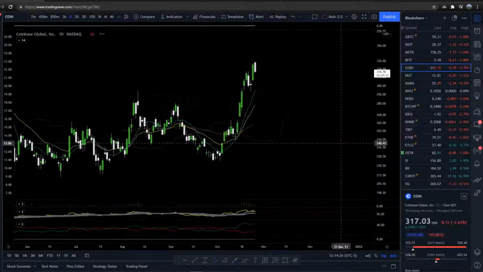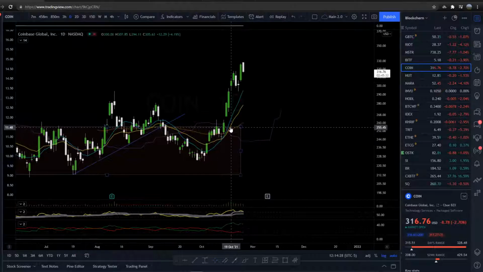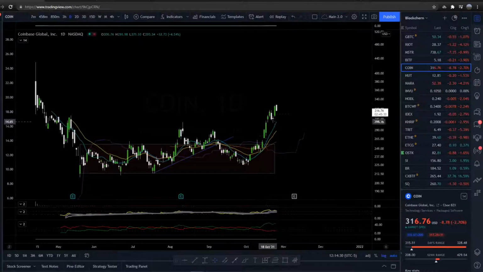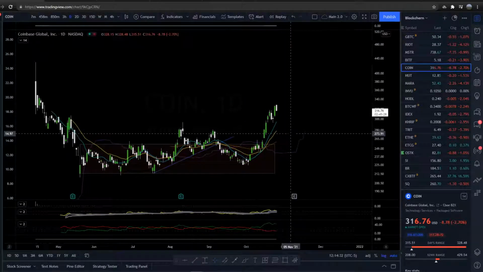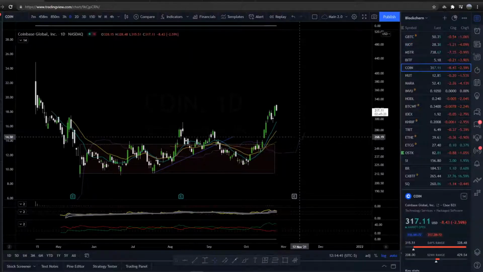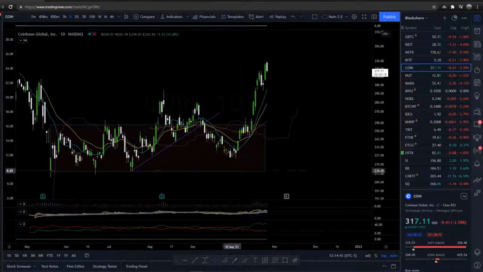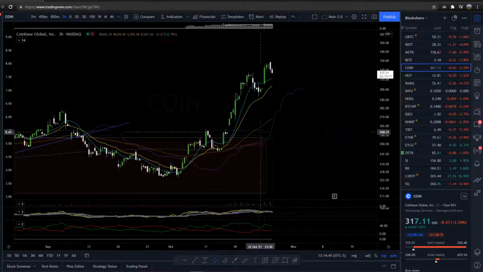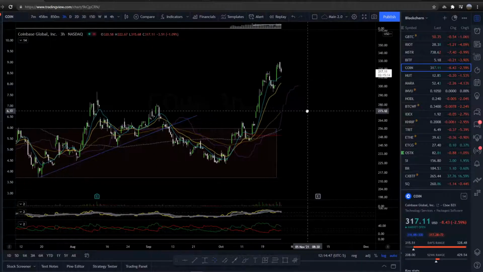Look at this. Coinbase. Oh, it's so amazing. This is straight vertical, guys. I do not like this. I think we're probably coming back down to 270s. This is just pretty frothy. Maybe just back to 300, give or take 10 bucks. But I do think this will eventually work its way back down to the top of this box here, because this is a little bit frothy.